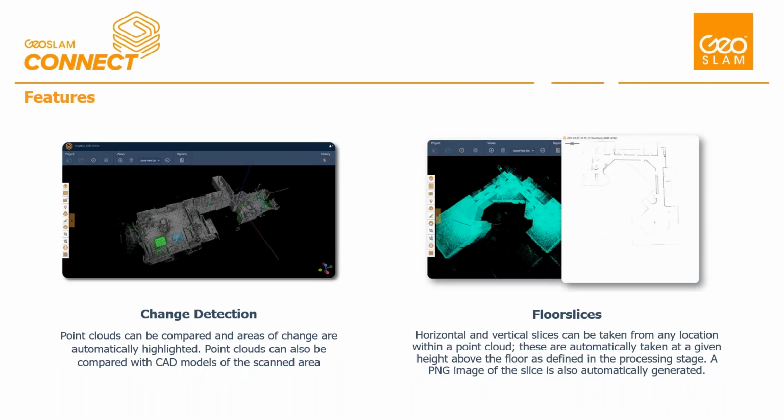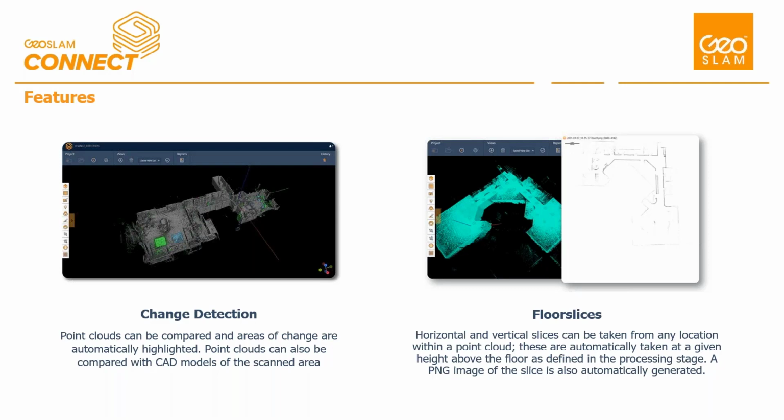Also change detection. So this is a simple method to highlight areas of change within two scans. You can compare this with a CAD model. So this is really great in construction progress. But yes, week on week, you can see the progress of your building site or your stockpile, for instance, and map the changes based on this visual indicator.